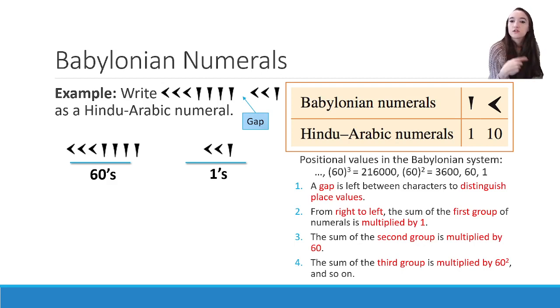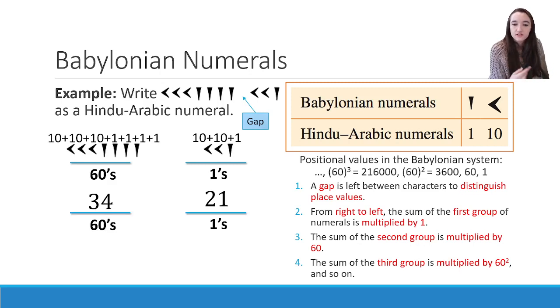Now we first want to translate each symbol into its Hindu Arabic version. So in the 1s place we have 2 of these arrows which represent 10 and 1 of the 1s. And in the 60s we have 3 of the 10s and 4 of the 1s. So altogether, 3 10s, 4 1s is 34, 2 10s, 1 1 is 21. We have 34 in the 60s place and 21 in the 1s place. But this does not mean the number is 3,421, because this is not in base 10.